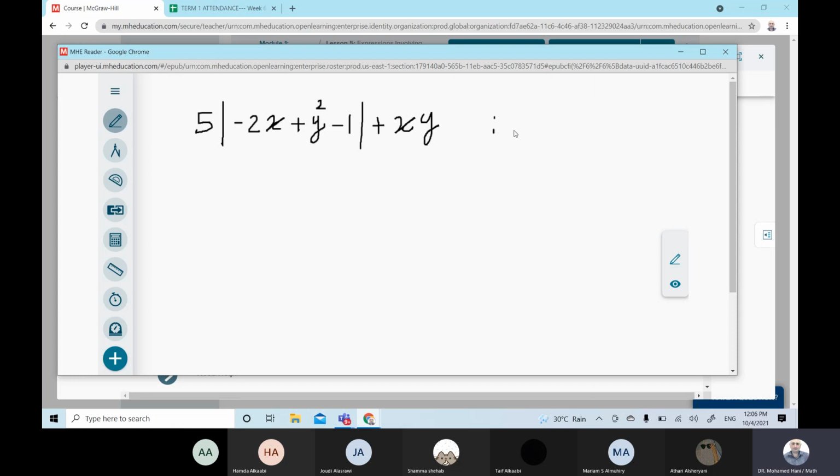If the value of x equals 3 and the value of y equals minus 1. I want from all of you to write this expression, then try to evaluate it, then tell me please what is your answer. And the right answer I will add 5 marks to her. The right answer. Start please.